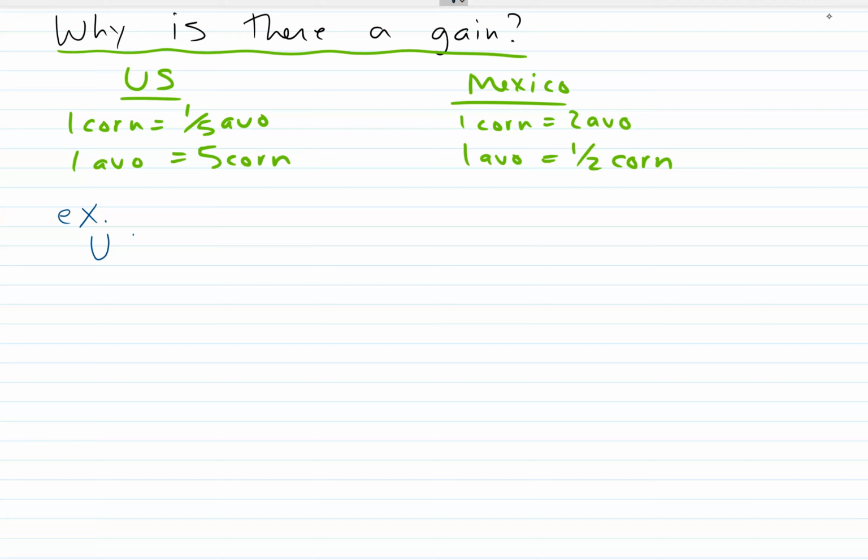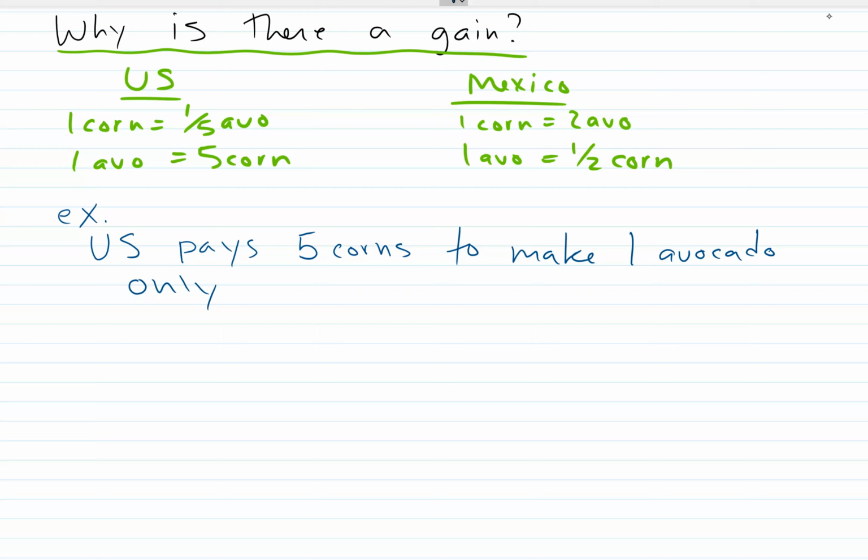Well, the U.S., if it makes the avocados itself, pays 5 units of corn to make 1 unit of avocado. So it costs that much, but it only costs Mexico half a corn to make it. So it only costs Mexico half a corn to make the same avocado.